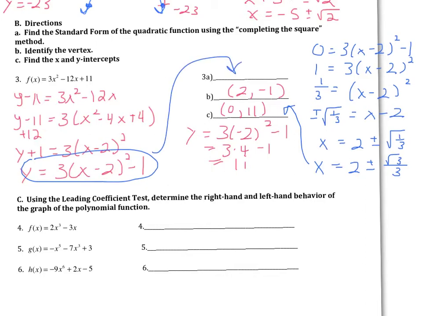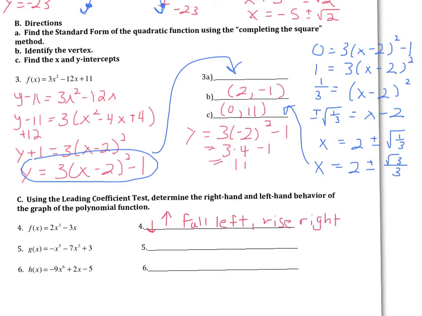For numbers 4, 5, and 6, we want to find the end behavior by looking at the leading coefficient and the degree. So for number 4, we have an odd degree and a positive leading coefficient. So I know that my arrows on the ends of my graph are going to start down and end up. So I just have to write that into words. So it's going to fall to the left and rise to the right.